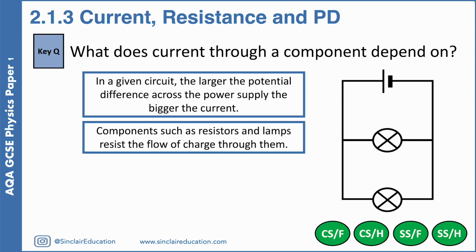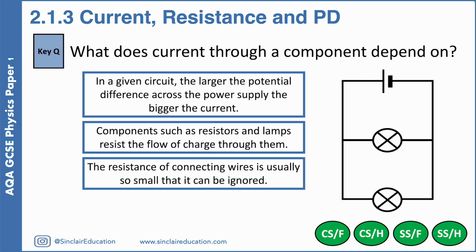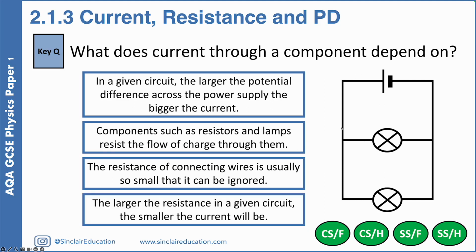They resist the flow of charge, as in they make it difficult for those electrons to move through them. But for the most part, all the connecting wires that are represented by these straight lines, generally their resistance is so small and the effect on current is so small, we just ignore their resistance in its entirety in calculations. But what we do find is that when resistance is higher, current tends to be smaller, because resistance is a measure of how difficult it is for electrons to flow. And so if we've got a really high resistance, it's going to be a lot harder for electrons to flow. The current will be smaller.